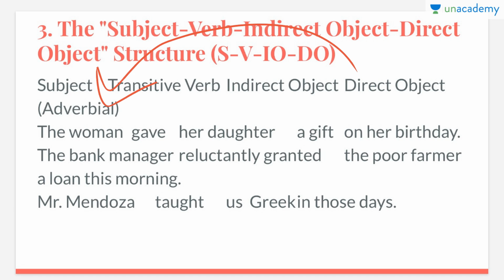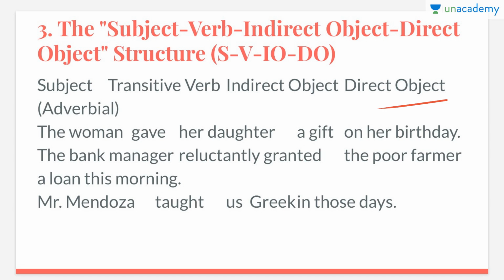First example: the woman gave her daughter a gift on her birthday. Here the woman is the subject, gave is the transitive verb, her daughter is the indirect object, a gift is the direct object, on her birthday is the adverbial. Here indirect object and direct object both are stated in the sentence.